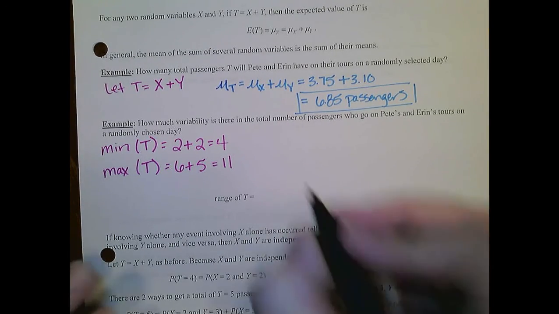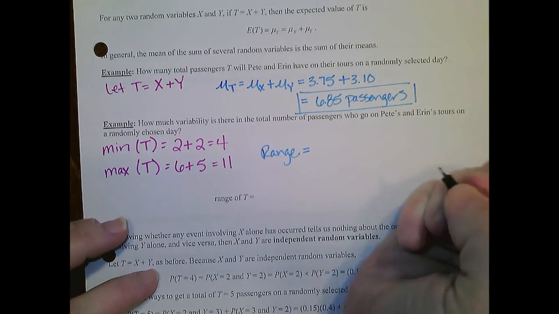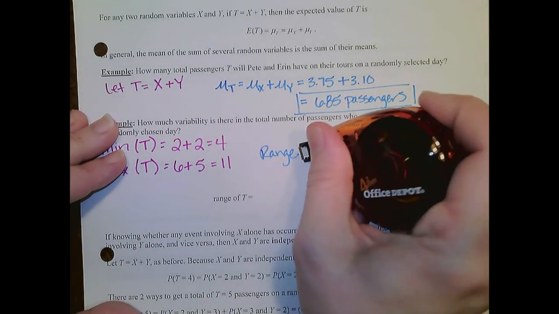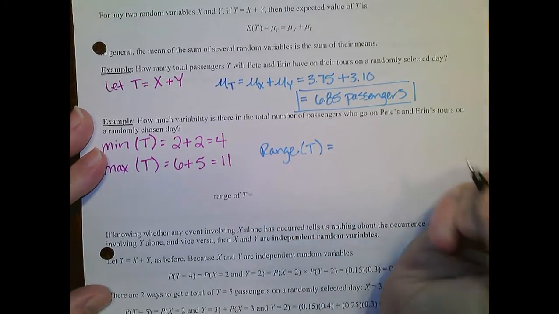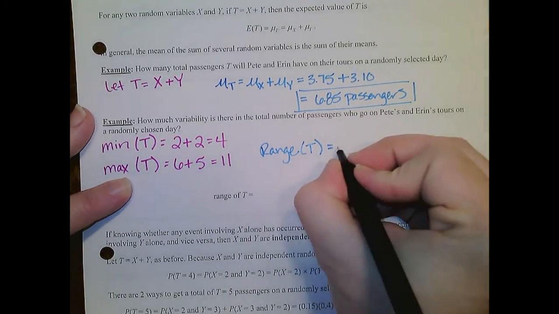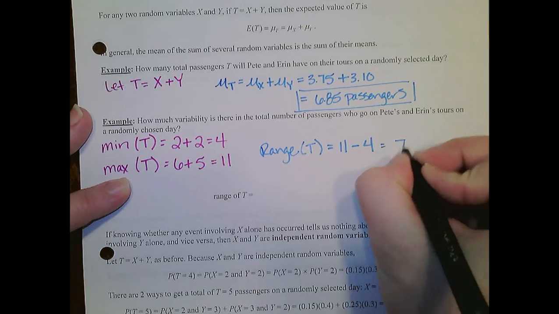Which means that the range for T, we'll call it range of T here, will be its maximum, 11, minus its minimum, 4. So the range would be 7 passengers.